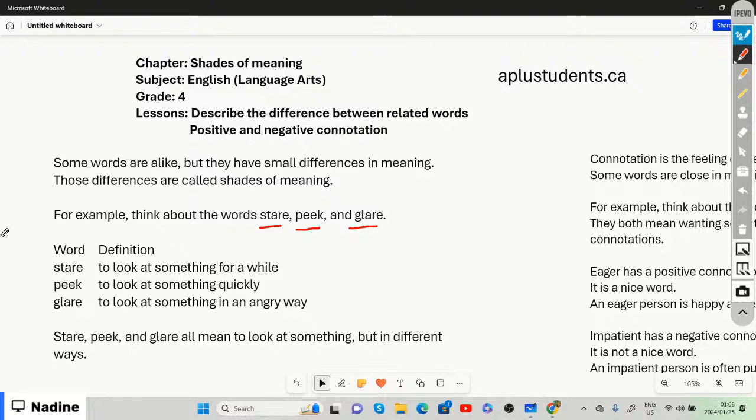And then if we look at the word peek, peek is to look at something quickly. It's like you're quickly peeking. It's almost like you don't want somebody to see you. And then we have the word glare. And glare is to look at something in an angry way. So we have stare, to look at something for a while. Peek is to look at something quickly. And glare is to look at something in an angry way.